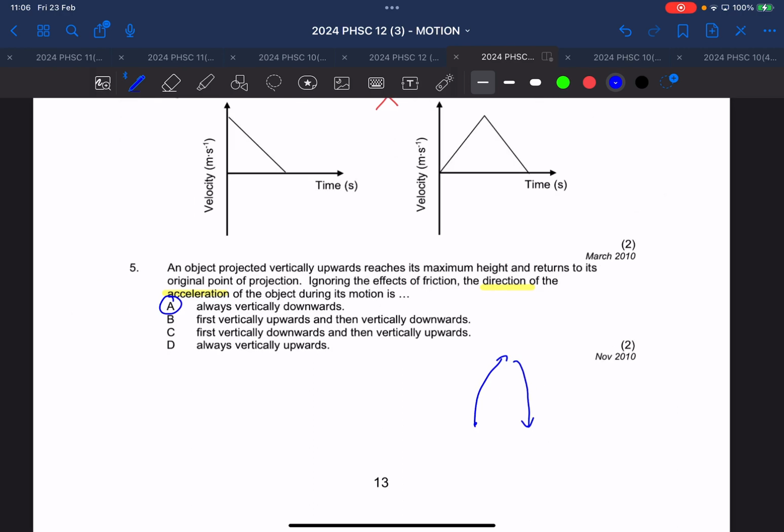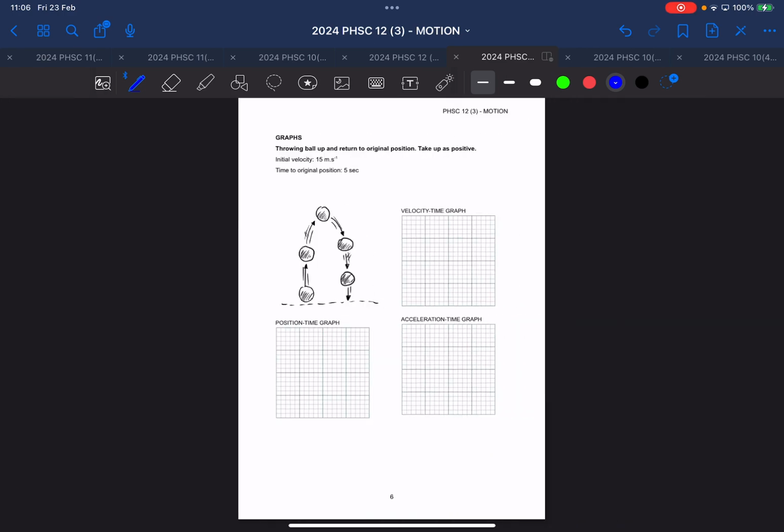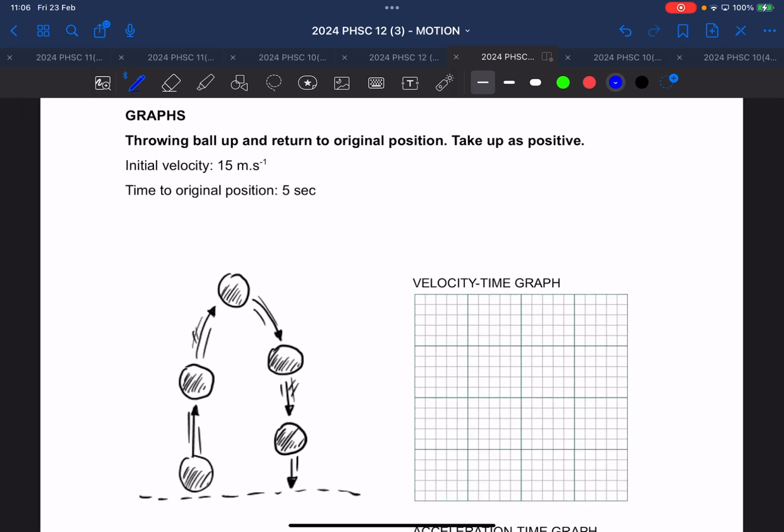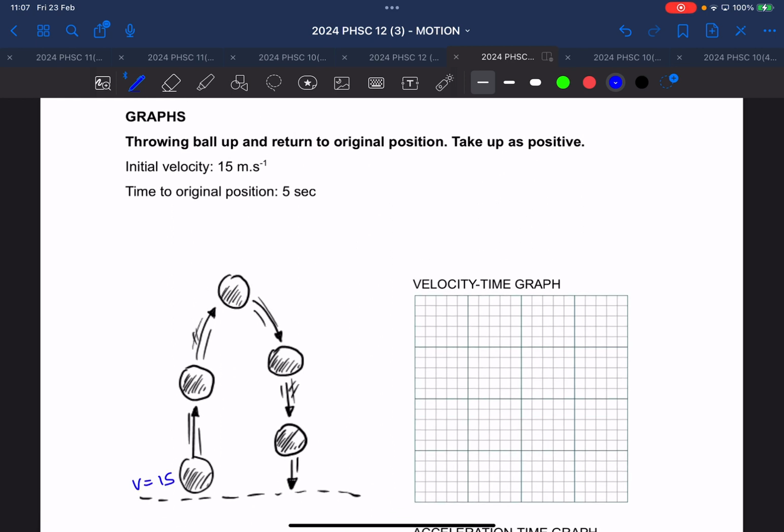Sharp. Okay, now let's get to drawing graphs. On page 6. It says there, throwing a ball up and returning to its original position. Take up as positive. Initial velocity is 15. And time to its original position is 5 seconds. So we see there the initial velocity is 15. So what is the final velocity there? -15. So subconsciously we took up as positive. And as I write that down, I say the acceleration is -9.8.